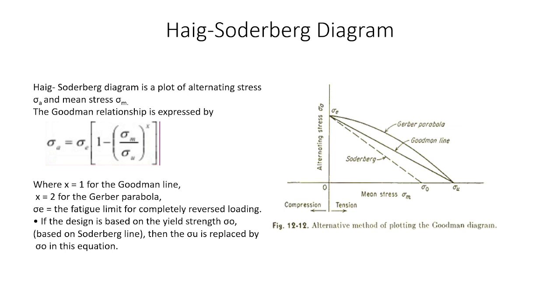The other diagram is the Haig-Soderberg diagram. The Haig-Soderberg diagram is a plot of alternating stress sigma A and mean stress sigma m. The Goodman relationship is expressed by sigma A is equal to sigma e into 1 minus sigma m by sigma u, to the power x, where x is equal to 1 for Goodman lines. For the Goodman equation, x should be equal to 1. For x is equal to 2, we can go for Gerber's formula, where sigma e is the fatigue limit for a completely reversed cycle. If the design is based on the yield strength sigma naught, then sigma u is replaced by sigma naught in this equation.